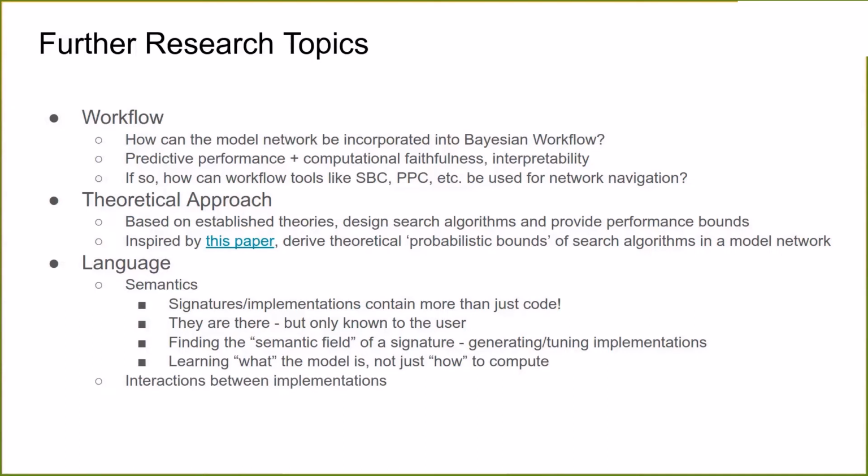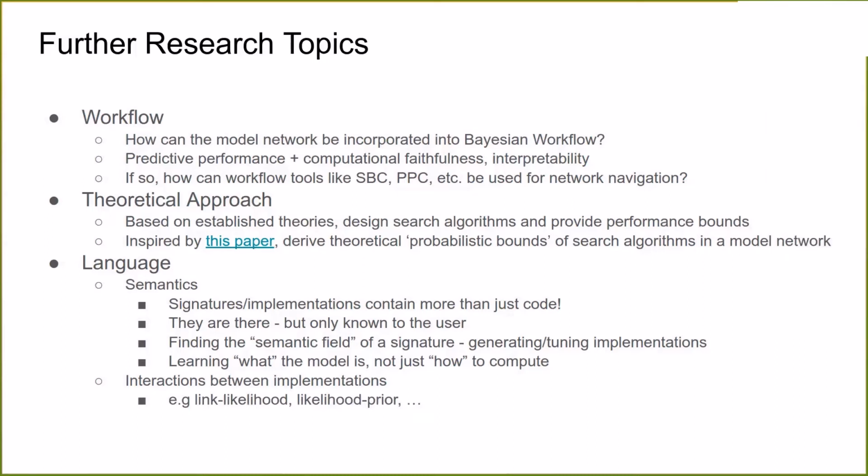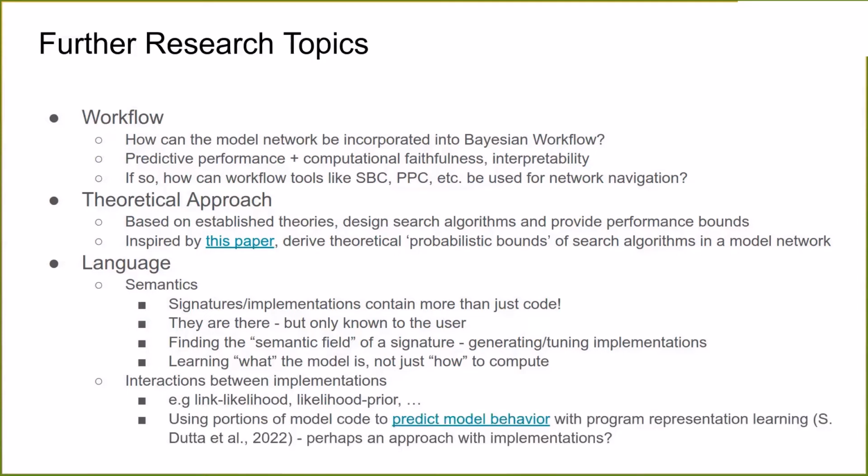And finally, there's also an opportunity to dive deeper into interactions between implementations, like I said before, the multiple combinations of implementations. You can say some combination of a link function and likelihood works better or not, and we know that because of our statistical knowledge. What if we can link together bundles of implementations, and then use them to learn how models that possess that bundle of implementations behave?